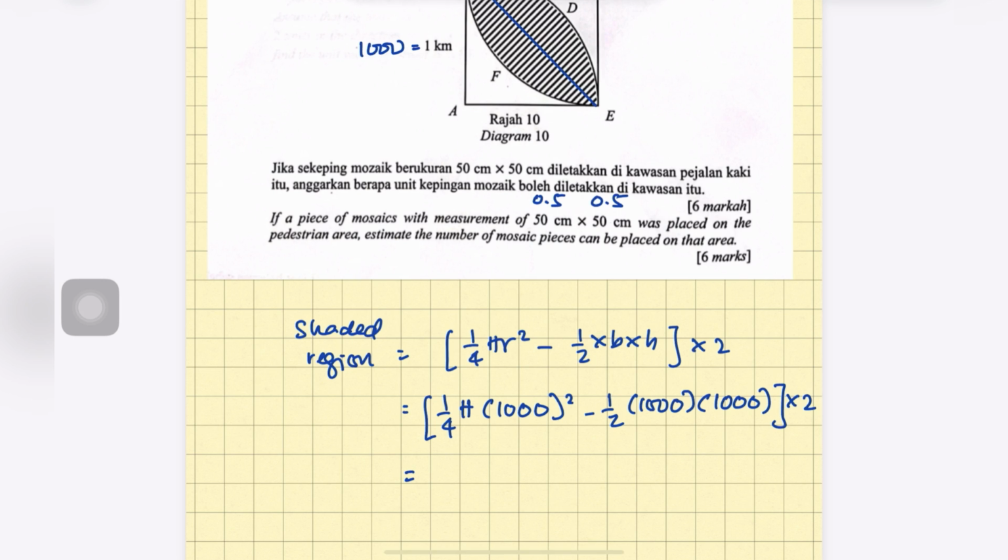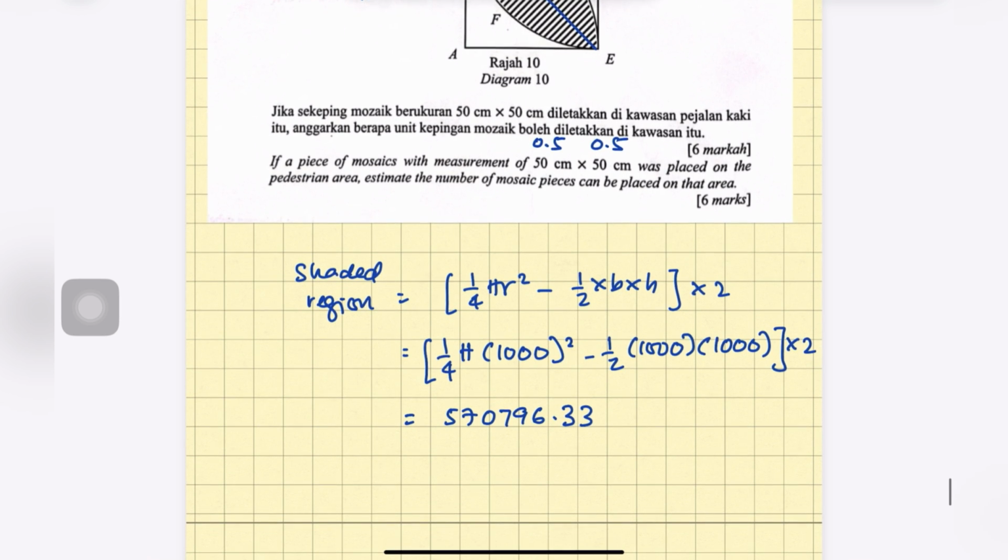Okay, so then kita tekan calculator lah. Pi ni dia tak bagi kan. So we use value of pi from calculator. So this one we will get 570,796.33. Okay, so then nak estimate the number of mosaic.